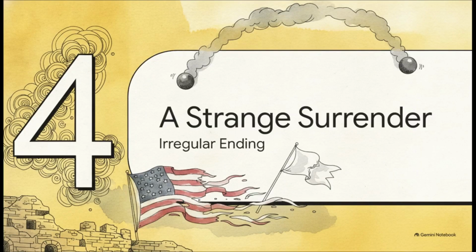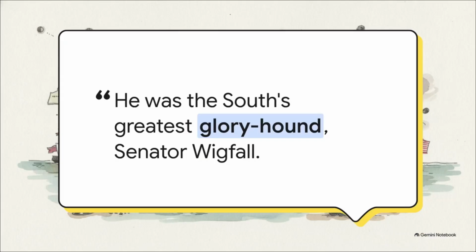Which brings us to Section 4, a strange surrender. The sheer absurdity of this moment peaked around 1 p.m. on April 13th. Sumter is on fire again, the rations are entirely gone, and the main flagpole has literally been shot down. And suddenly, emerging through the smoke, comes this guy. Historian Alan Taylor describes him perfectly.